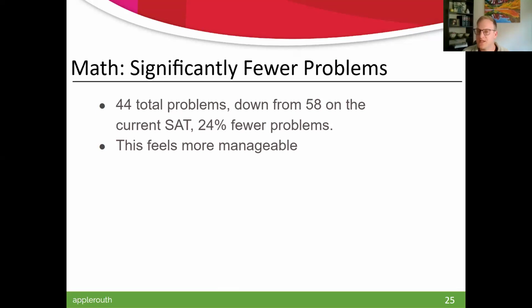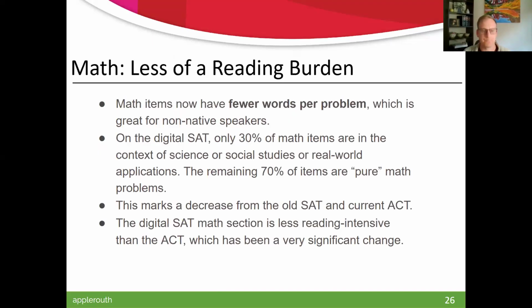It's 24% fewer problems than the old SAT, but again, more time, interestingly. So it feels and is much more manageable. It's a big point in favor of the digital SAT over the current ACT, to be honest. And again, fewer words per problem. So less of a reading test, more of a true math test.